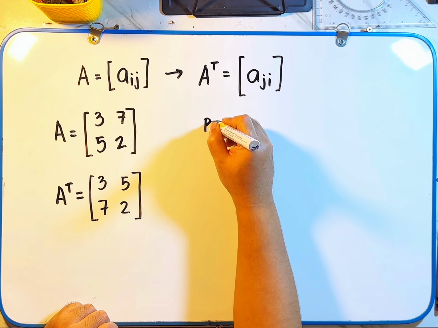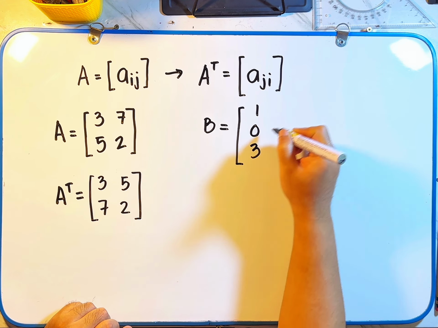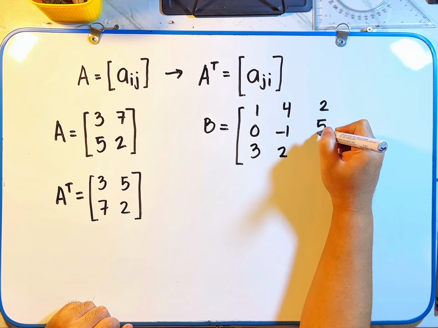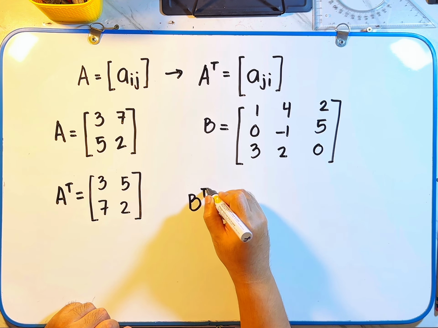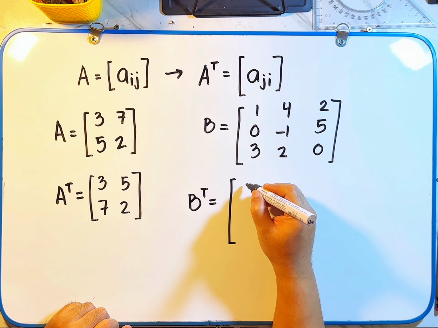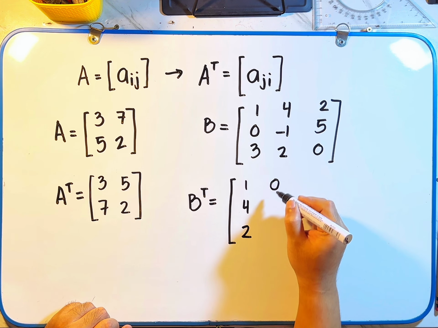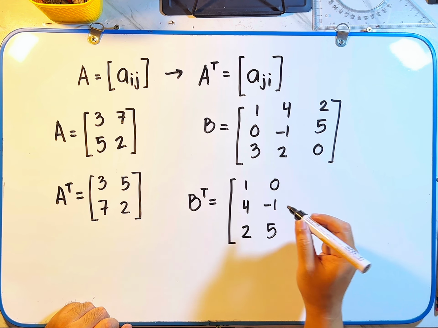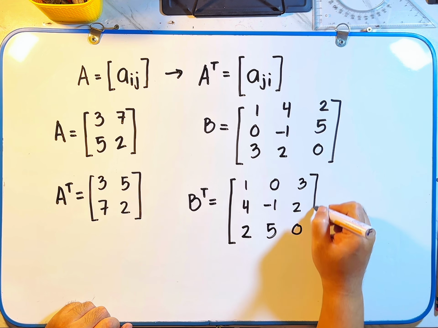Another example, let's say we have matrix B and assume this is a 3 by 3. Therefore, the transpose of this matrix is equal to the first row should be the first column. 1, 4, 2. The second row should be the second column. 0, negative 1, 5. And the third row should be the third column. 3, 2, 0. That's it.